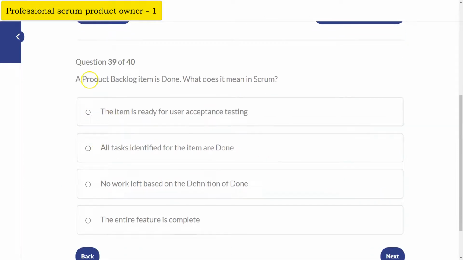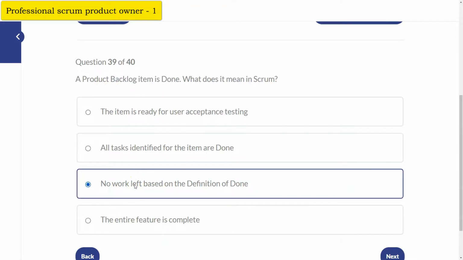Next question. A product backlog item is done. What does it mean in Scrum? The item is ready for user acceptance testing. All tasks identified for the item are done. No work left based on the definition of done. The entire feature is complete, right guys? So when do we consider a product backlog item done? When no work left based on the definition of done.